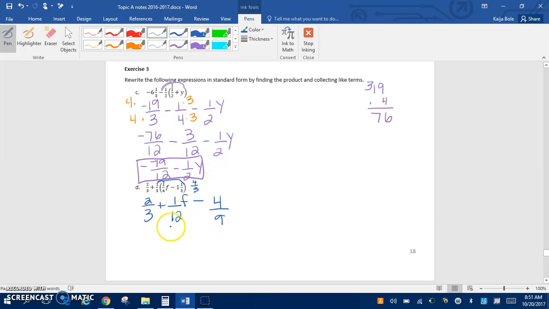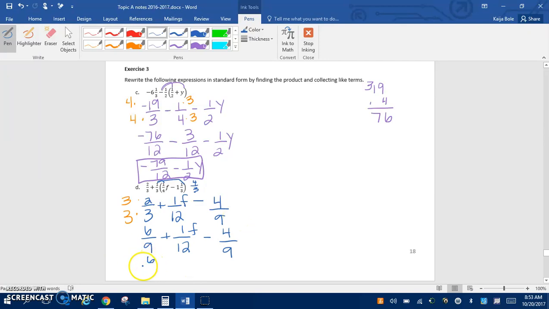Again, we have just the fractions to combine. So we're going to get a common denominator on the 2/3, which will be 9. I'm going to multiply the first fraction by 3 here. So I'm going to get 6/9 plus 1/12 f minus 4/9. I'm going to rearrange it a little bit so I can see it easier.